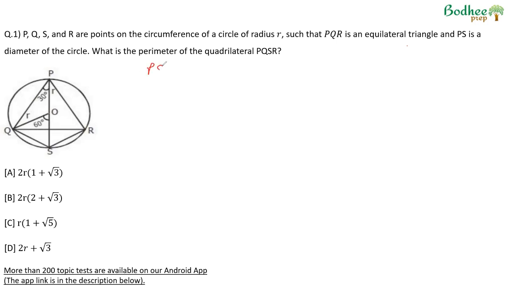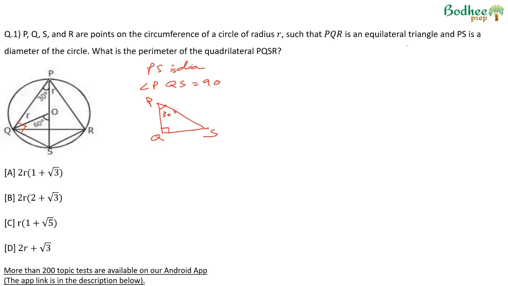Since PS is diameter, therefore we can say angle PQS will be equal to 90 degrees. This is the angle in a semicircle. And therefore, if you look at triangle PQS, this is 90. This is given to be 30.